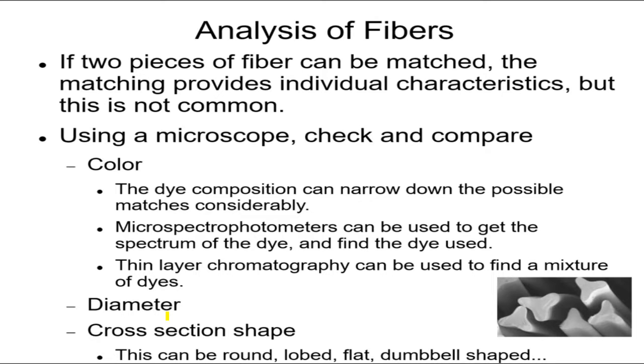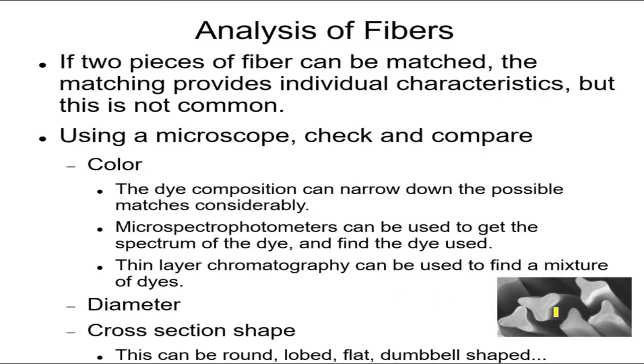But again, it is some form of connection if the diameter of the thread of the fiber at the crime scene and the diameter of the thread found on the suspect are the same. It's not proof, but it makes it more highly probable. Also, we check the cross-sectional shape, and they can be all kinds of weird shapes. Round, flat, dumbbell shape, 3-lobed.